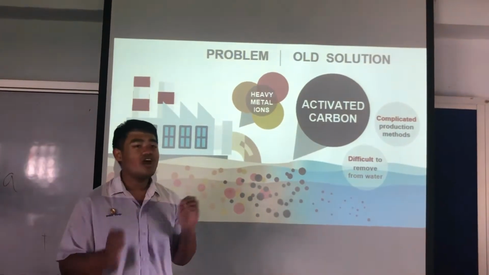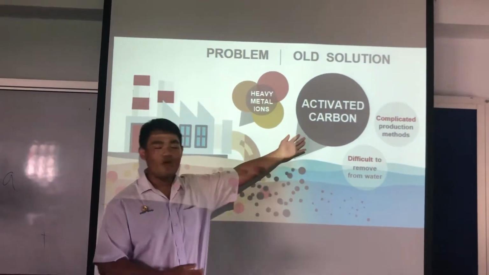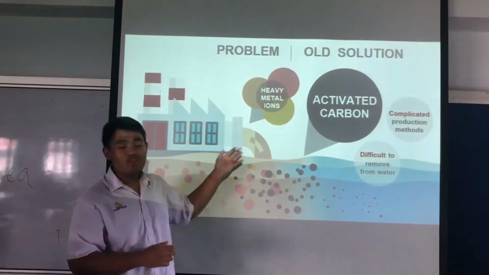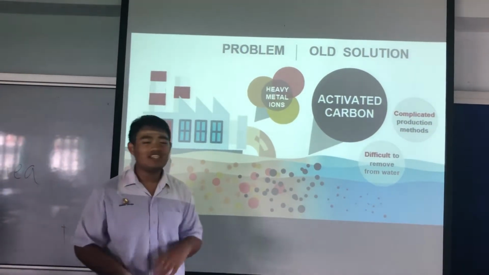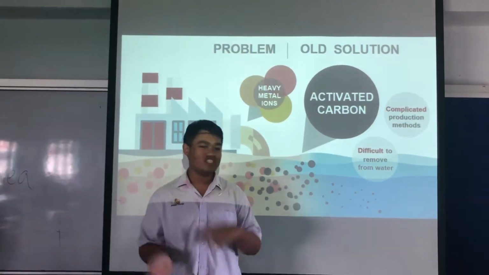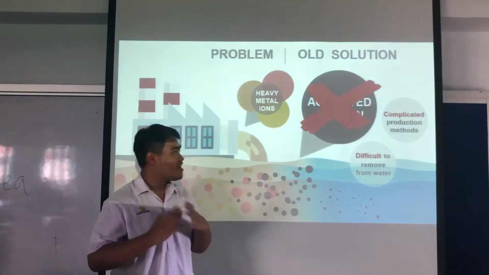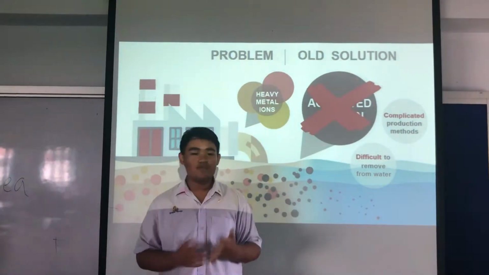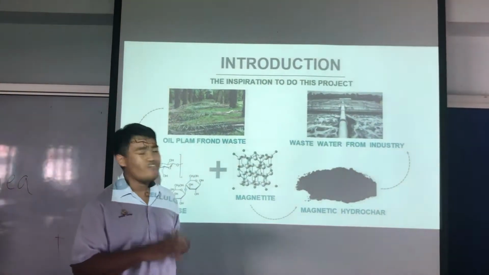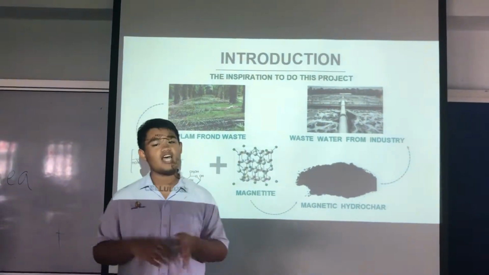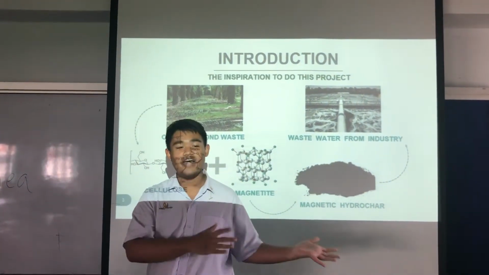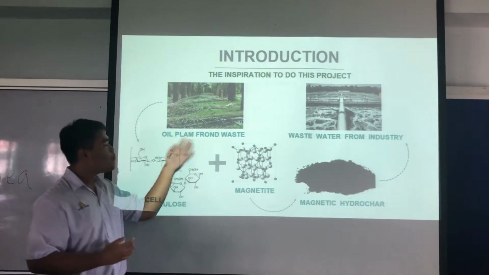Normally, factories usually use activated carbon powder to remove heavy metal ions in the water, but in some cases the activated carbon particles are difficult to remove from the river, and the production of activated carbon is complicated. In our group, we thought about how to replace the activated carbon powder with another adsorbent made from oil palm frond waste.